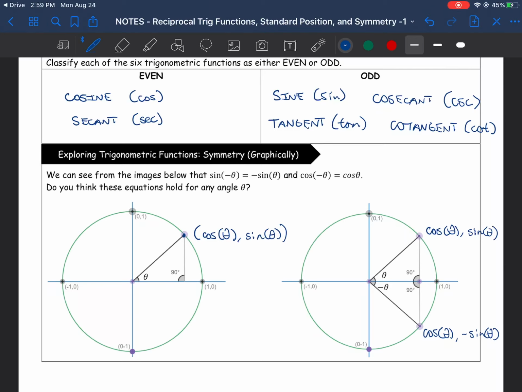Essentially for this right here, we can see that when we reflect it across the x-axis, the cosine kept its sign, but the sine ended up changing sign. So that's more of a graphical view as to why cosine is an even function, but sine is an odd function.